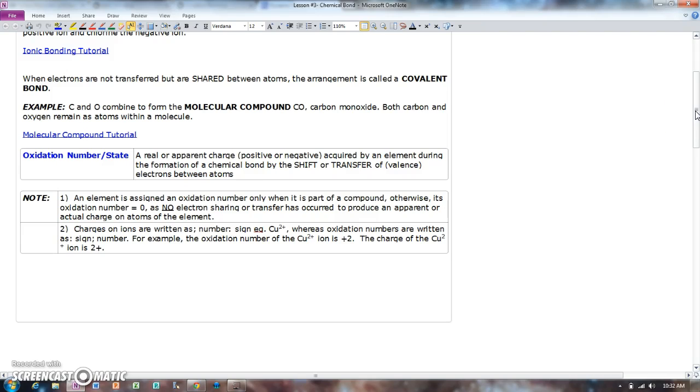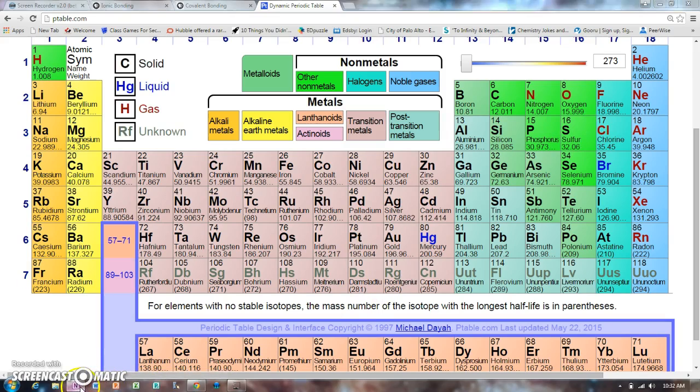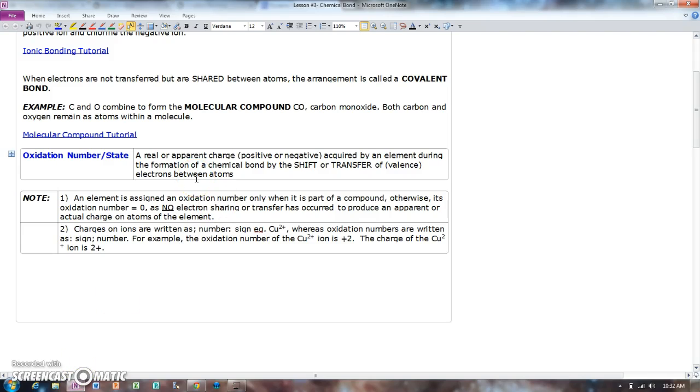Okay, so all these elements that we see on the periodic table, they're neutral. They have an oxidation number of 0. Okay, it's not positive, it's not negative, because they have the same number of protons, positive charges, as electrons, negative charges. Okay, so if you have 2 pluses and 2 negatives, 0, an oxidation state of 0. And that's how we show it. Okay, so an oxidation number equals 0, as no electron sharing or transfer has occurred.